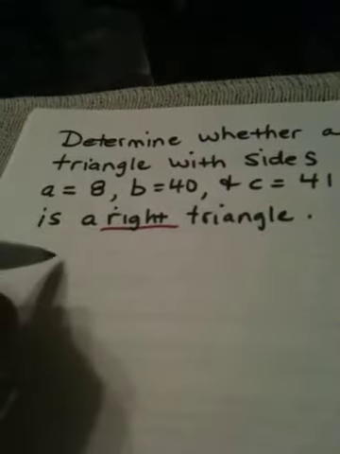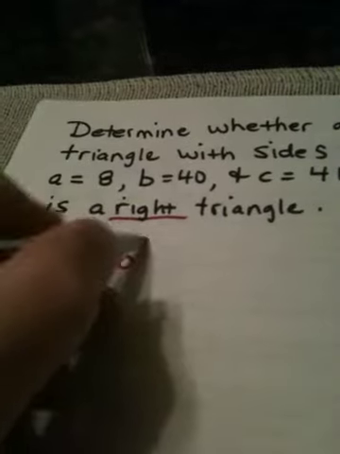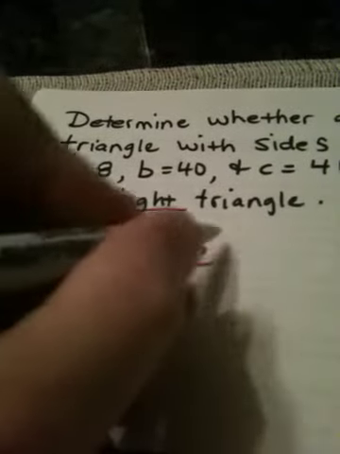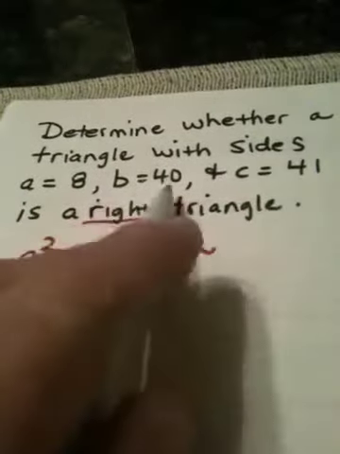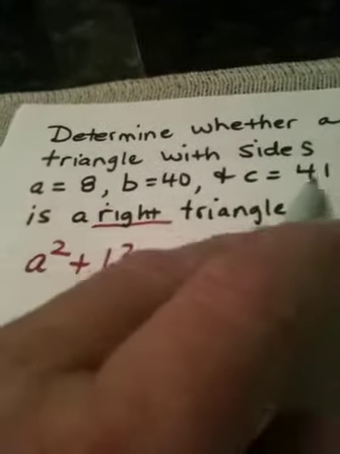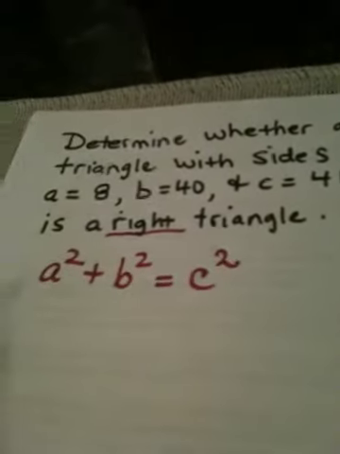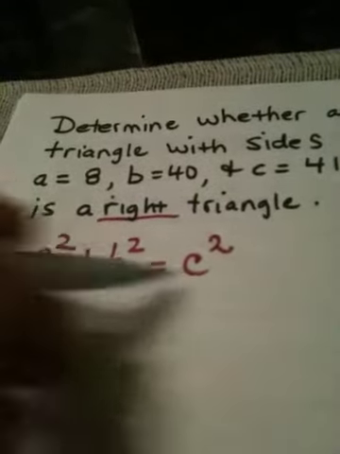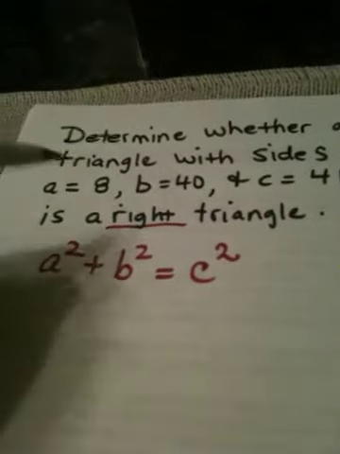And remember, the Pythagorean theorem says A squared plus B squared should equal C squared. Now, of course, the reason C is the largest of these three numbers is that the hypotenuse is always going to be the biggest number. Okay? So this is the conclusion of the Pythagorean theorem. Well, let's plug in numbers.